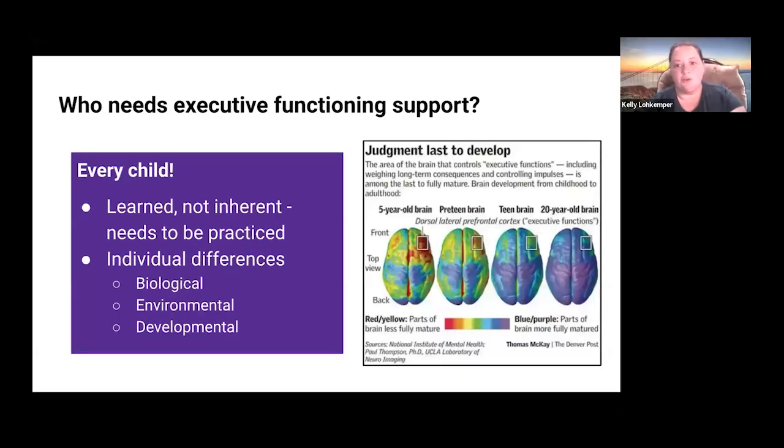So specifically, the neurodivergent community needs this support.